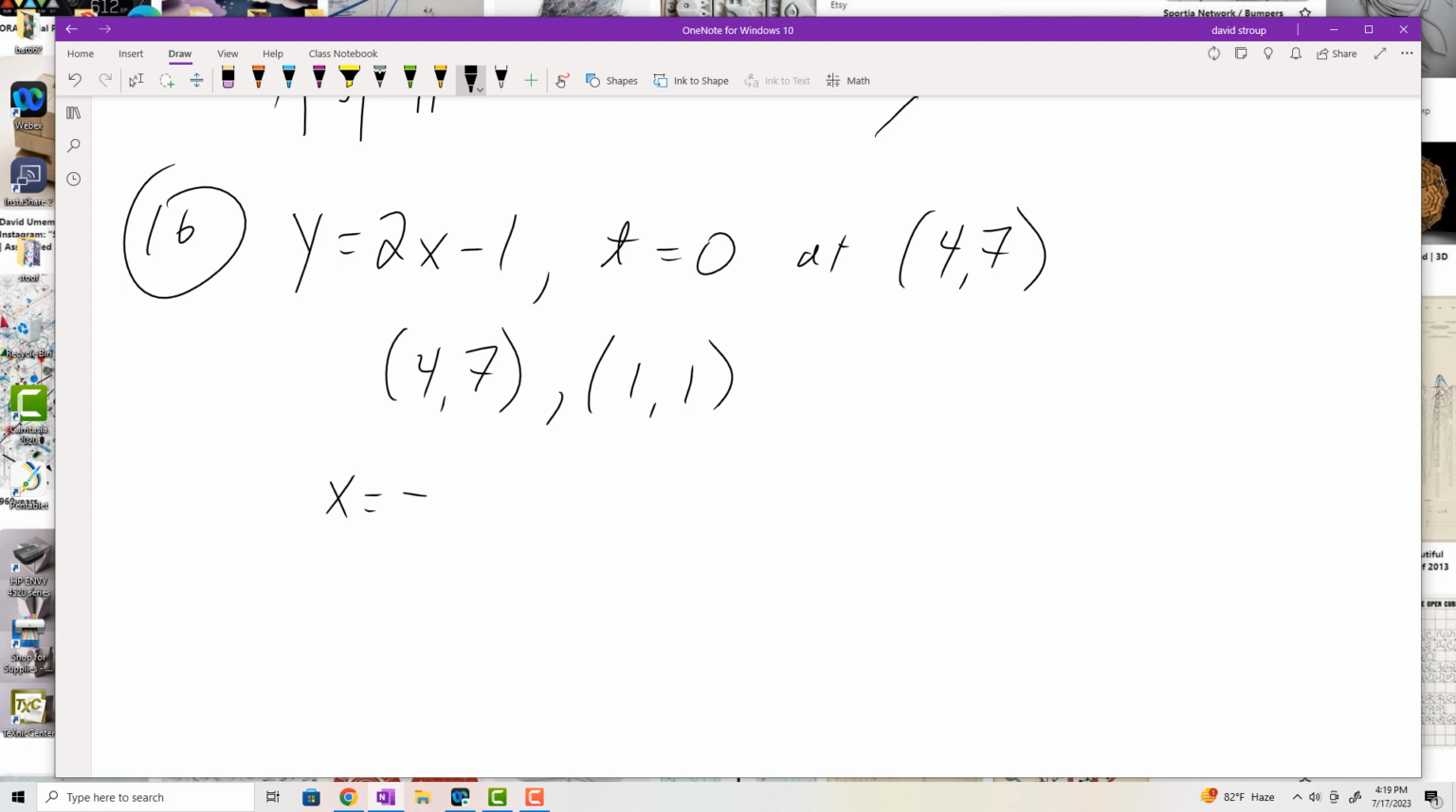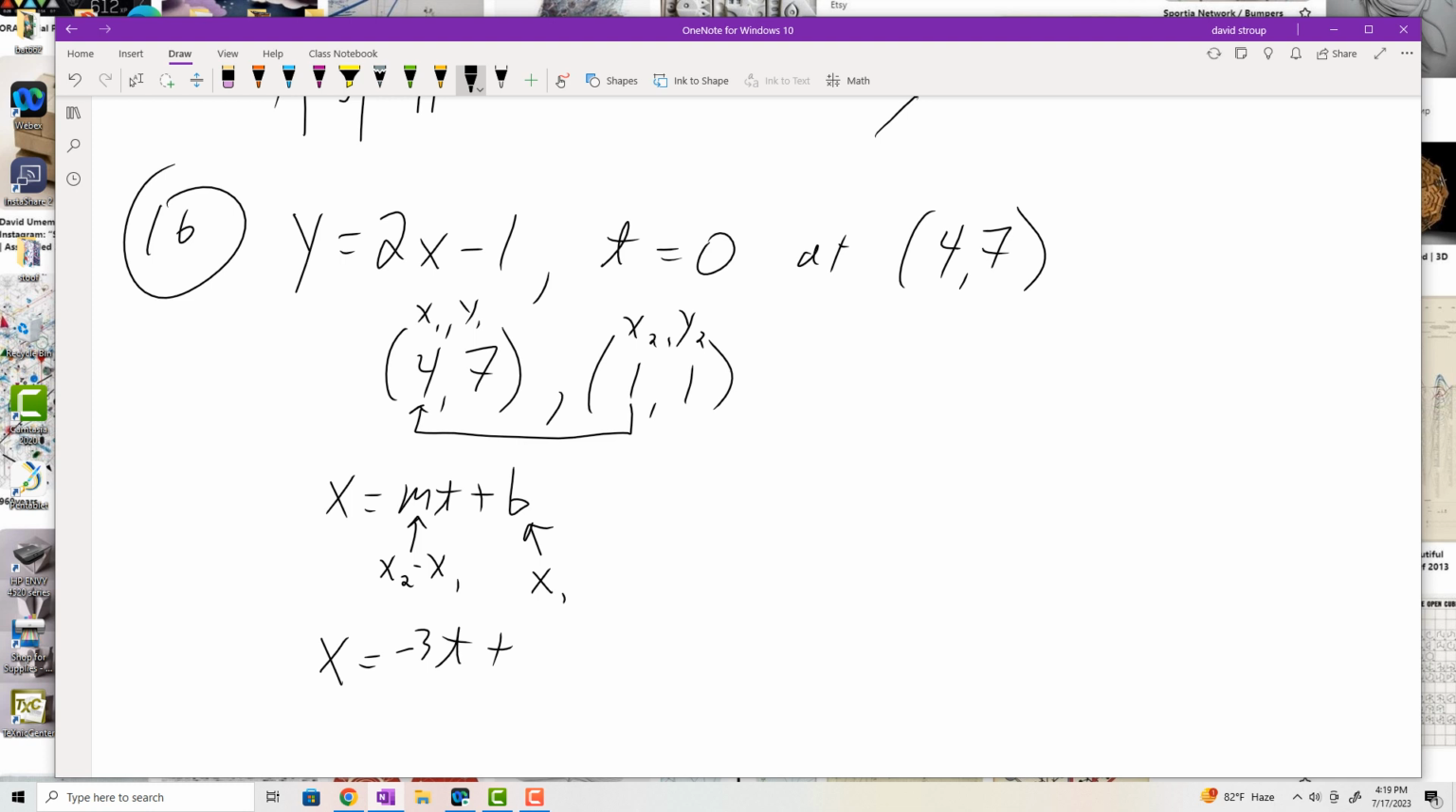So for your x formula, it's going to be mt plus b, where the slope is just the difference between the two x values. So if this is x1, y1, and this is x2, y2, this slope will be x2 minus x1, and the b value is just going to be your x1. Okay. So in this case, x will be 1 minus 4, which is negative 3t, and then plus your starting position, which is 4.